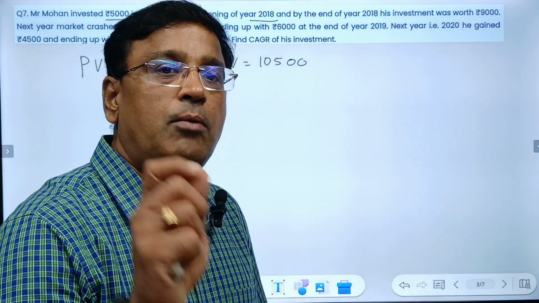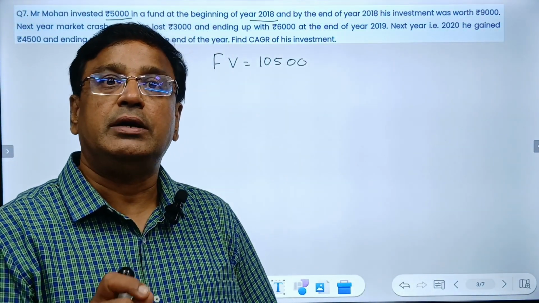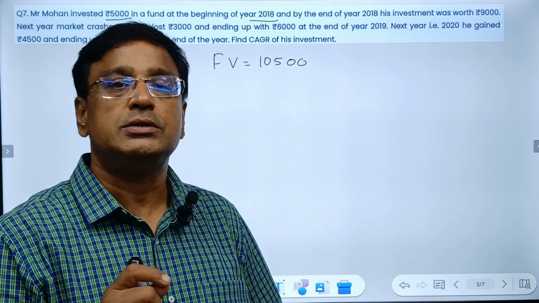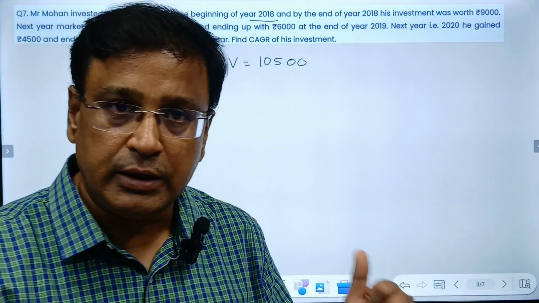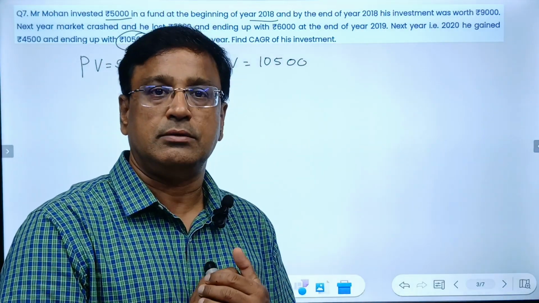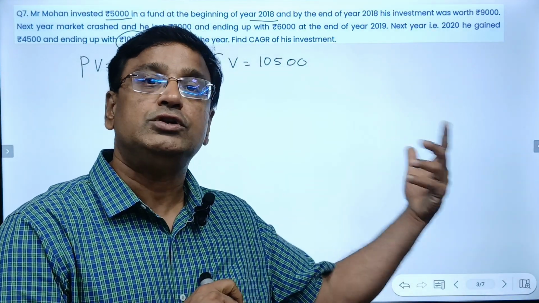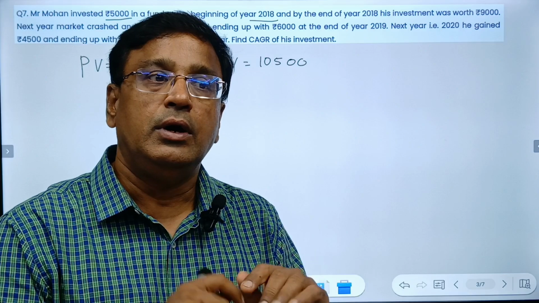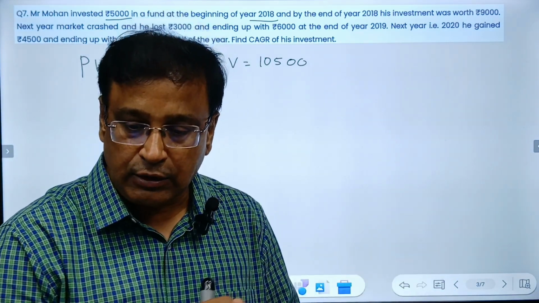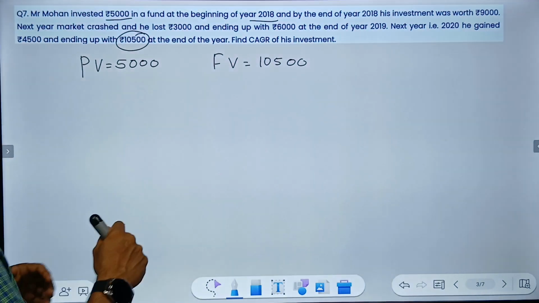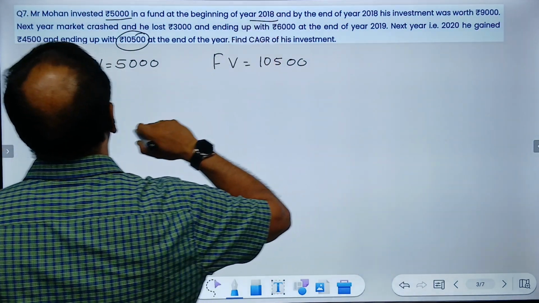This is why compounded annual growth rate is a better way to estimate the growth, because it takes into account the volatility of the market and it smoothens it. Whereas if you take the average growth rate, it will give you an inflated value, which may not be the right calculation. Now, it is from 2018 and it goes up to which year?